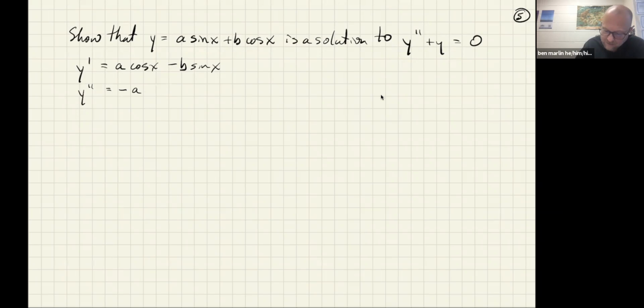So now we can figure y double prime by just taking the derivative of that. And we'll have minus a times the cosine. Wrote the wrong thing down, Ben. Minus a times the sine, because we're taking the derivative of the cosine, minus b times the derivative of the sine does not pick up an extra minus, okay? So y double prime plus y is equal to minus a sine x minus b.